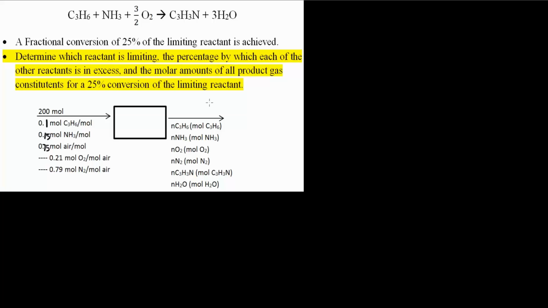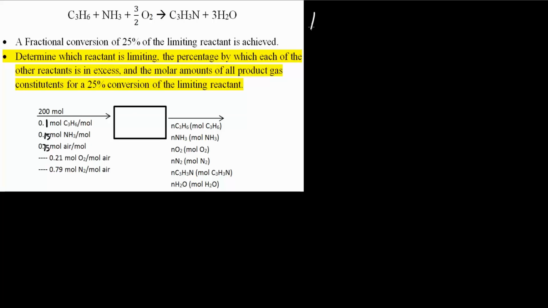So let's get started. We have a fractional conversion of 25% of the limiting reactant achieved. And we want to determine what the limiting reactant is, the percentage by which each of the other reactants is in excess, and the molar amounts of all the product gas. First thing we're going to do is find how many moles of each component go in.